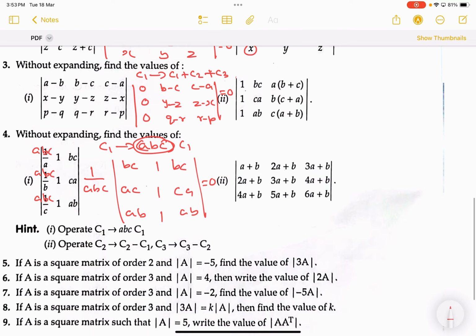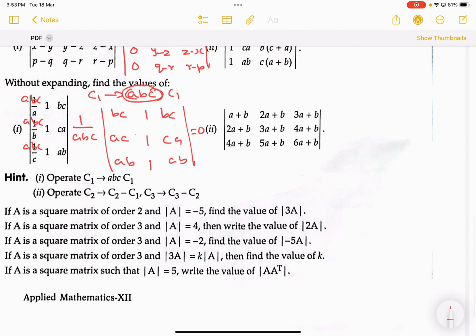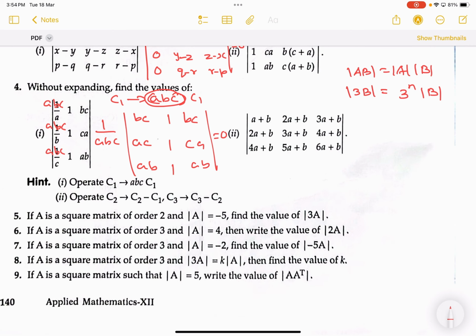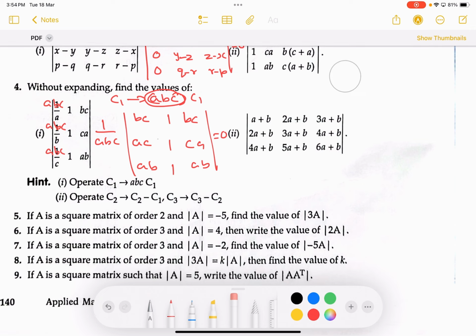Yeah, good question. Question number 2. Now, one second. That property where determinant of AB is equal to determinant of A into determinant of B, right? If instead of A there is a scalar value, like for example 3, then it won't work the same. See, that is 3 to the power of n into determinant of B. For the fifth one, we know that determinant of A is minus 5. Fifth one, yeah, I'll come to that. One minute. Do question number 2, then we will go there.